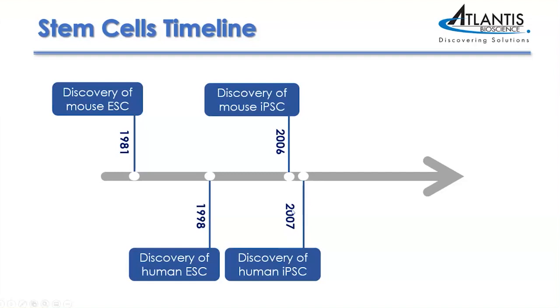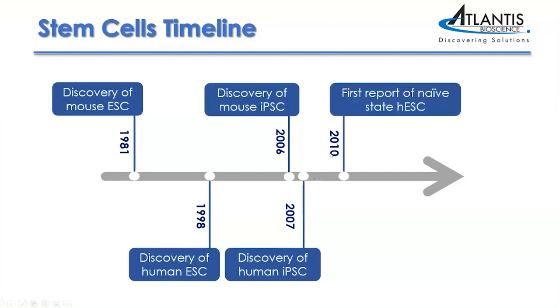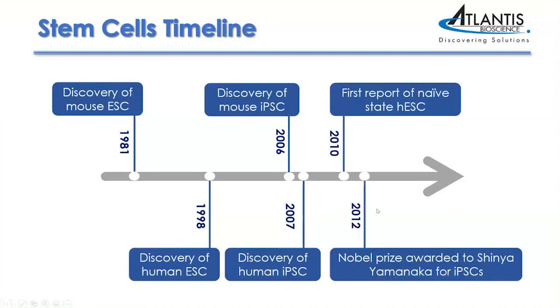In 2010, naive-like human embryonic stem cells were first reported. These naive stem cells were generated by using transgene-mediated reprogramming of the primed human embryonic stem cells. However, these resulting naive human embryonic stem cells require continuous expression of the integrated transgenes for long-term self-renewal. In 2012, Dr. Yamanaka eventually received a Nobel Prize for this amazing iPSC technology.